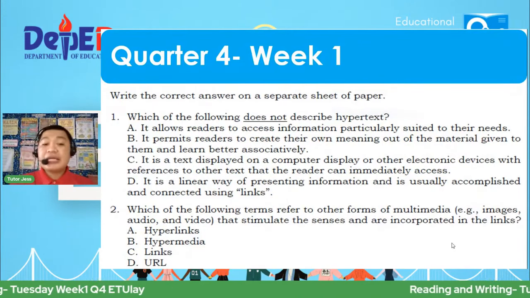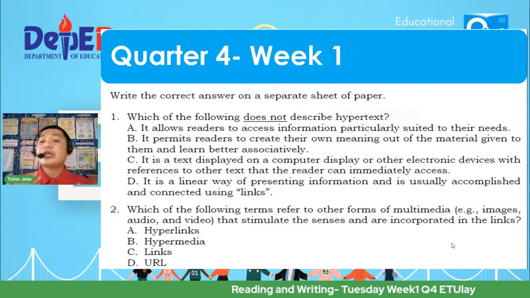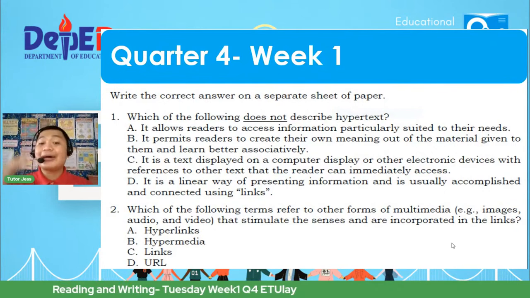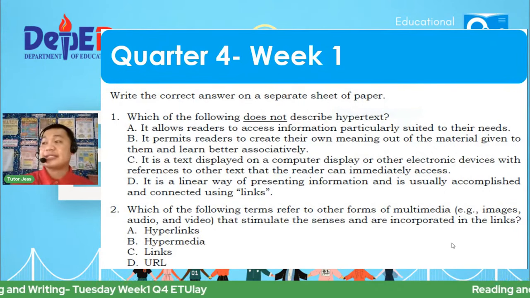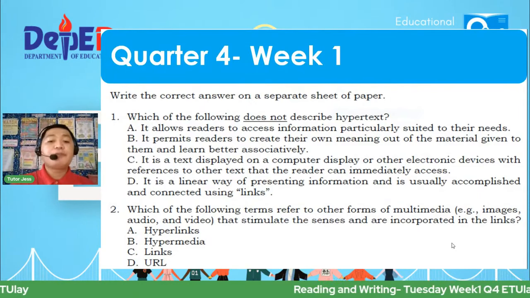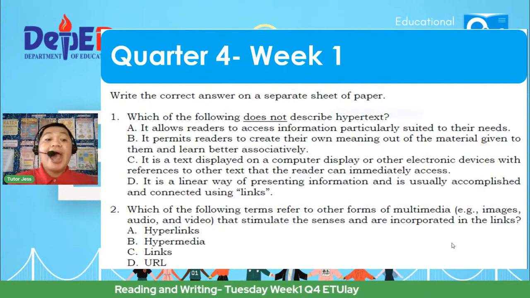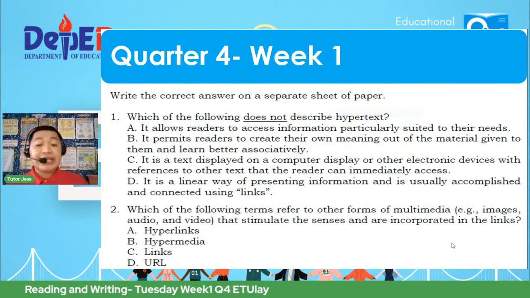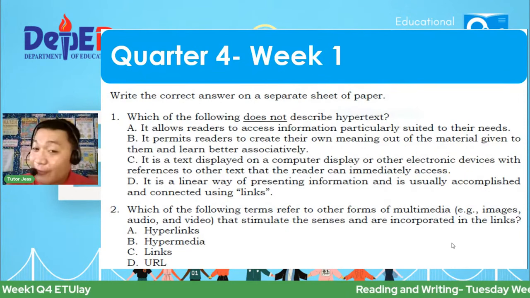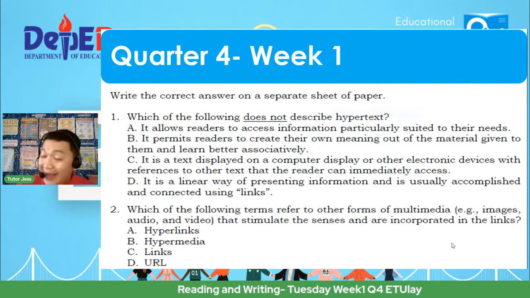C, it is a text displayed on a computer display or other electronic devices with references to the text that the reader can immediately access. D, it is a linear way of presenting information and is usually accomplished and connected using links. What is your answer? Any from the group or from the class right now? Or from the students I have?